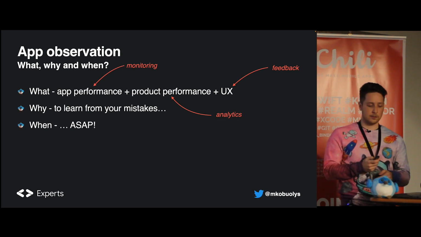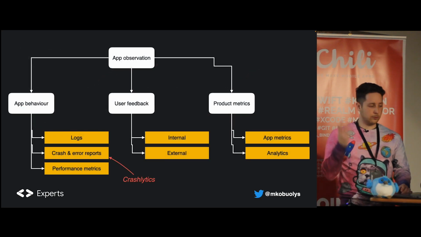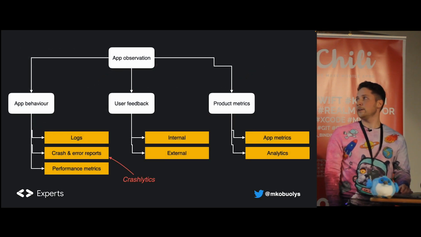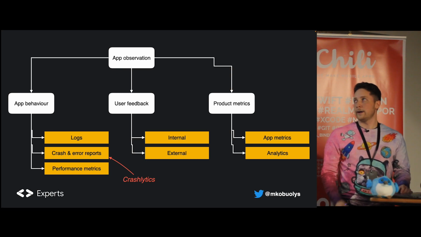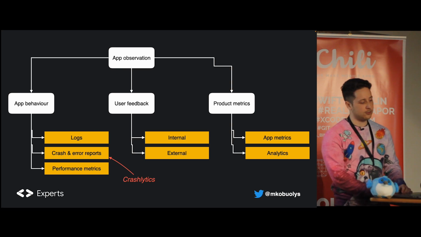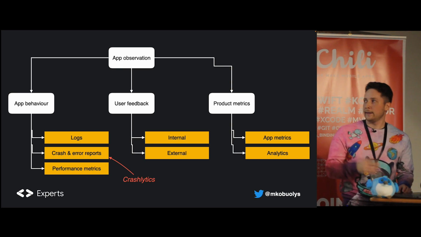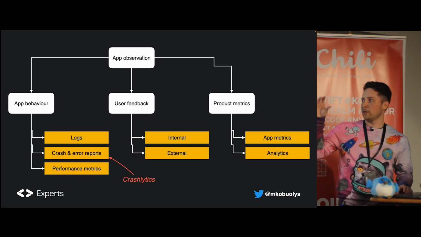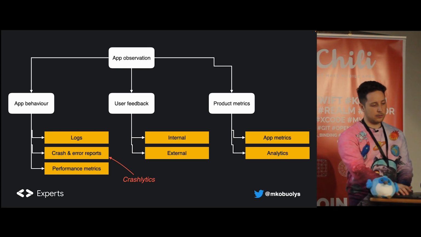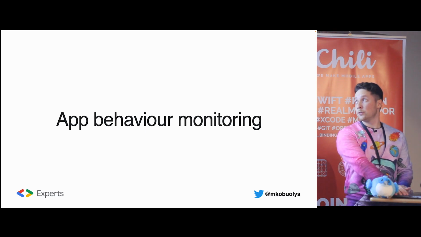And I think, okay, maybe I'll use the keyboard. So basically this is the structure of today's talk. I'll get deeper into each specific category of app observation, so that's app behavior monitoring, user feedback, and product metrics, and then we'll get deeper into each specific component of that. So we could start from app behavior monitoring, and I would like to provide you with some numbers.